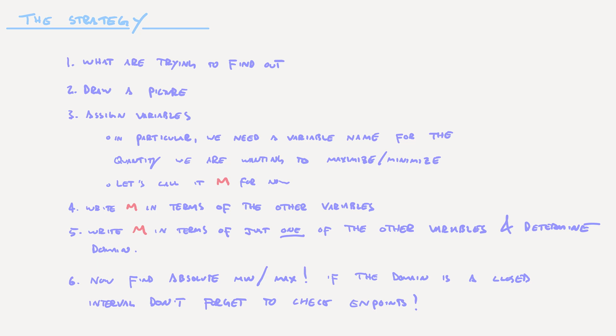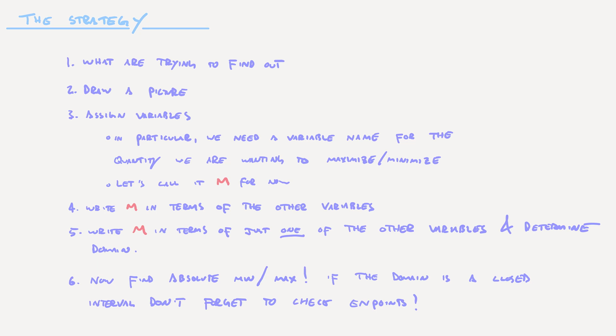If the domain's a closed interval, don't forget to use your endpoints, because ultimately we're finding absolute extrema when we're doing this stuff. You want to find the highest or lowest value. And that's it. I think I said 7 steps before, but clearly here I have 6 that are listed.